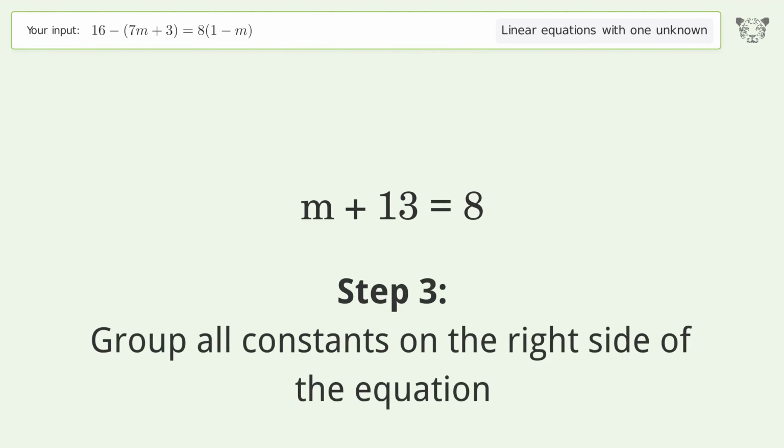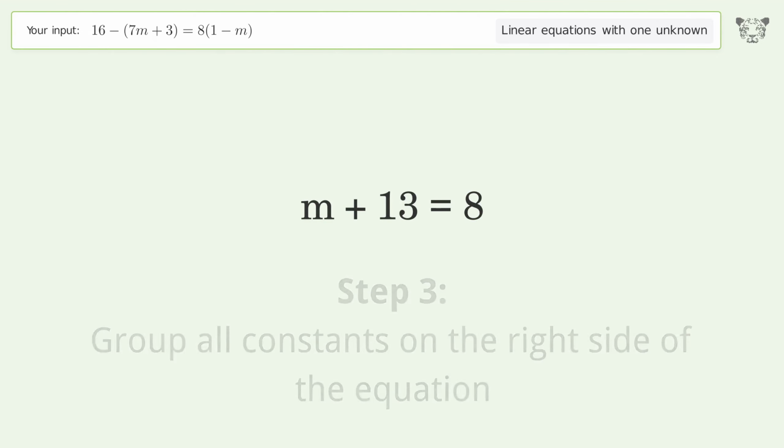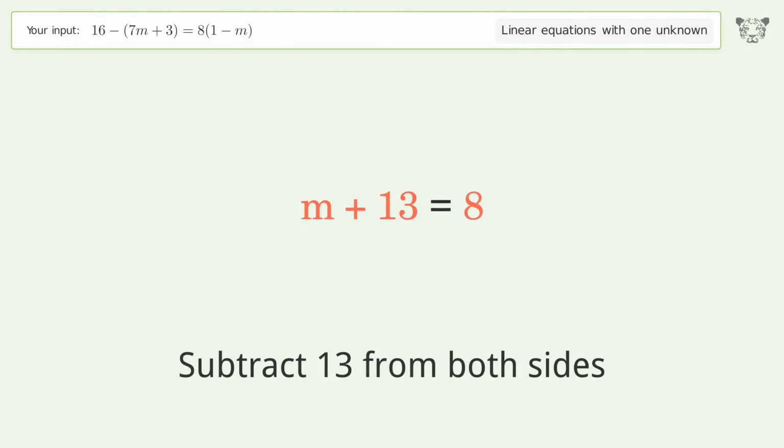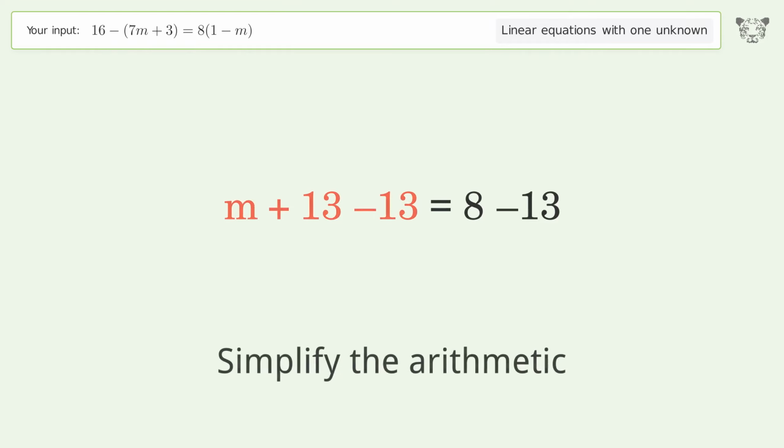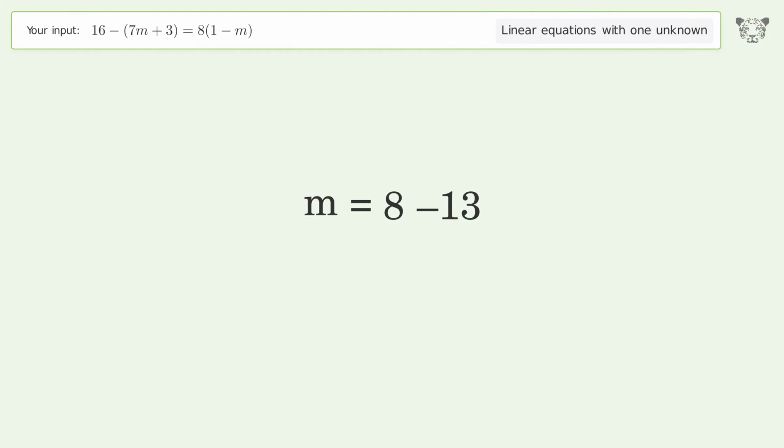Group all constants on the right side of the equation. Subtract 13 from both sides. Simplify the arithmetic. And so the final result is m equals -5.